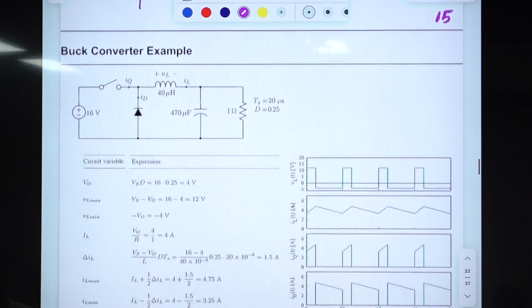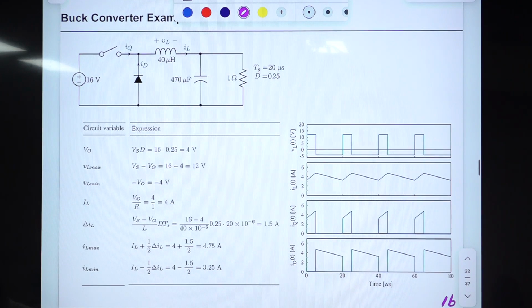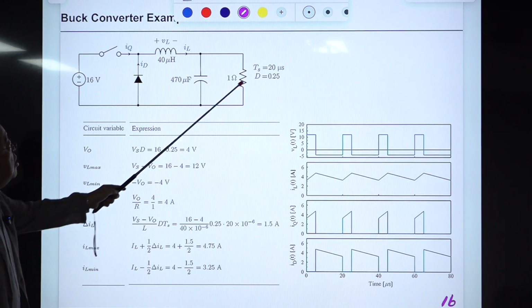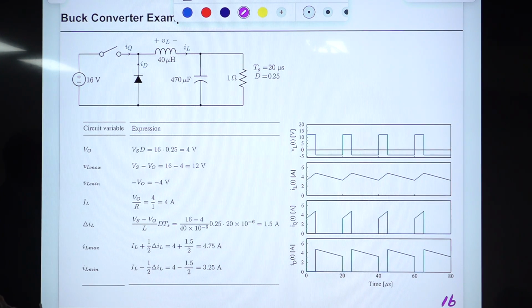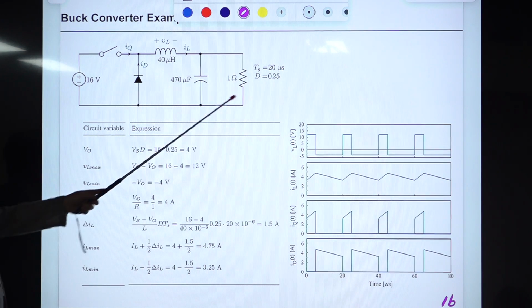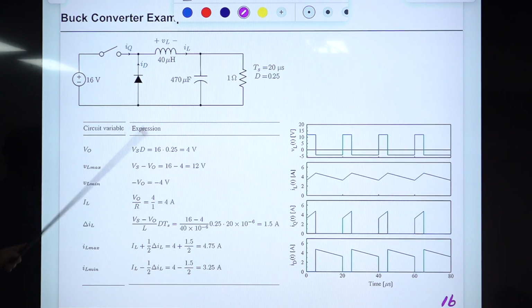We have some examples here. This is a buck converter example. All right. So an inductor, capacitor, and load resistor, and the switching period is 20 microseconds, and D is 1/4. Then our output voltage becomes... the conversion ratio is 0.25.